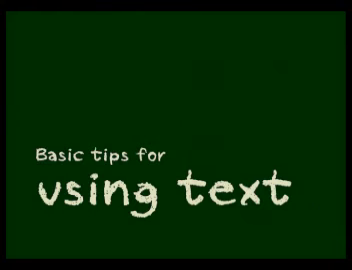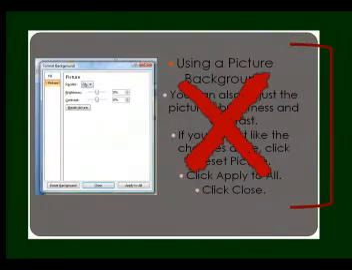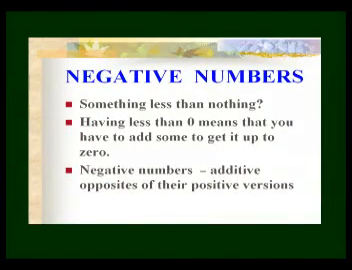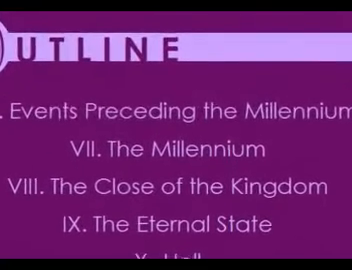Basic tips for using text. First tip, do not center bullet points. Instead, use left justified bullet points. Ragged is harder to read and follow with your eyes.